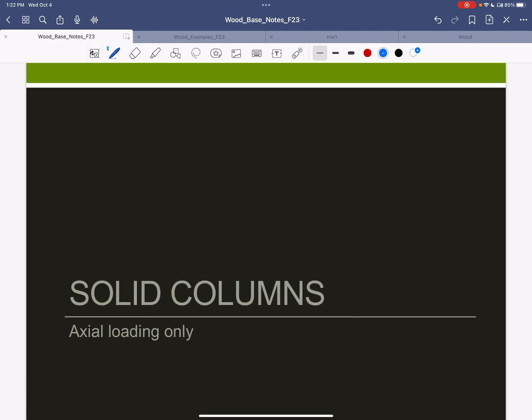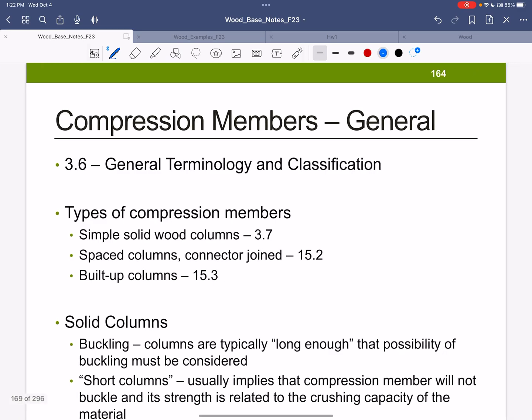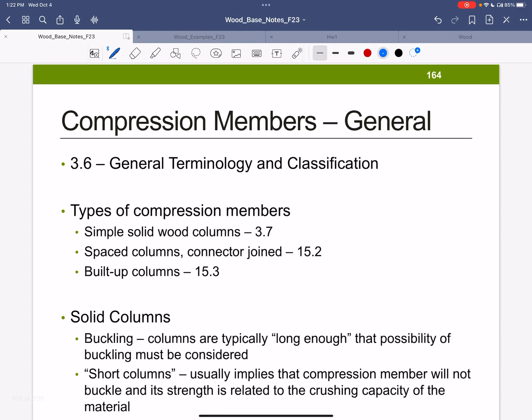These are going to be direct columns, not what you'd call in steel beam columns with bending and axial. These are going to be axial loading only. All right, so we'll keep it straightforward here to start out with.